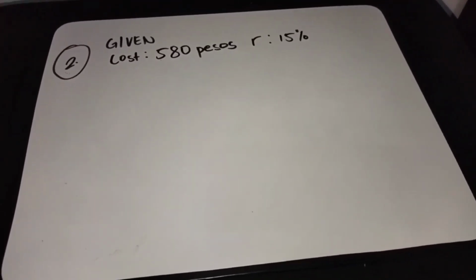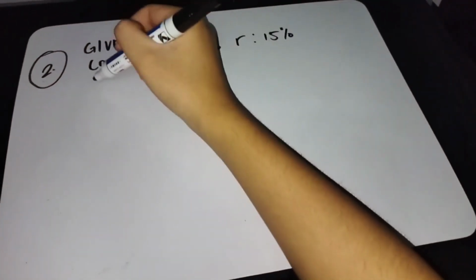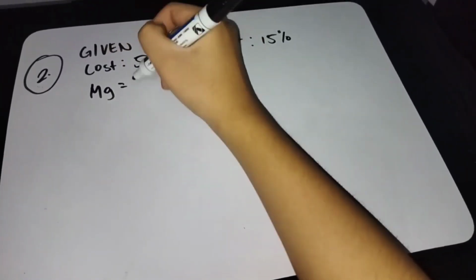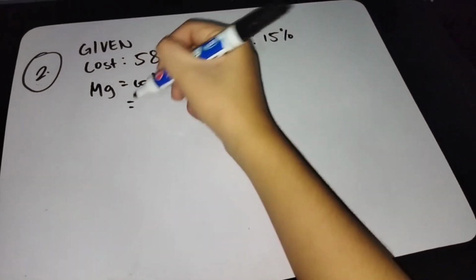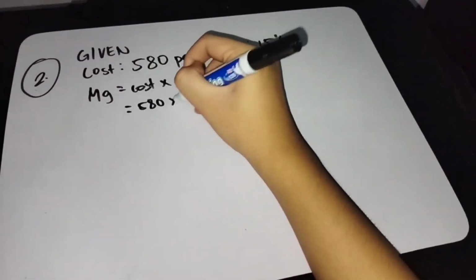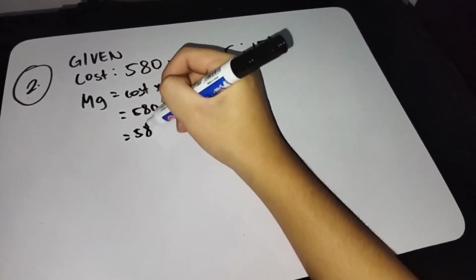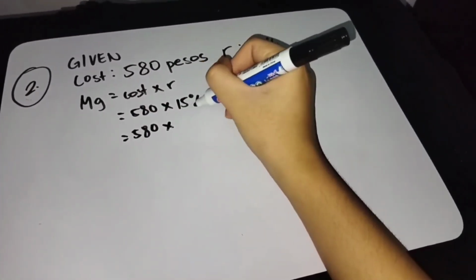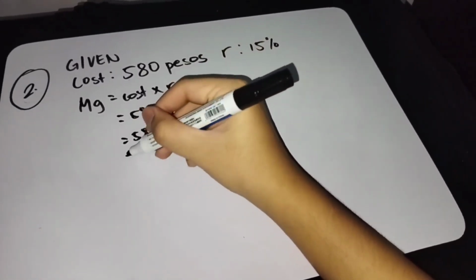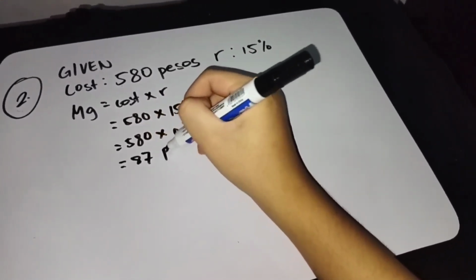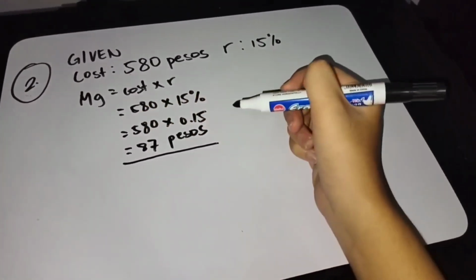Since the price of the cake is what we're being asked for, we first need to find the gross margin using the formula MG is equal to cost times rate. So, easy, that would be 580 times 15%. Let's convert the 15% to 0.15, and the answer would be 87 pesos. So, 87 pesos is our gross margin.